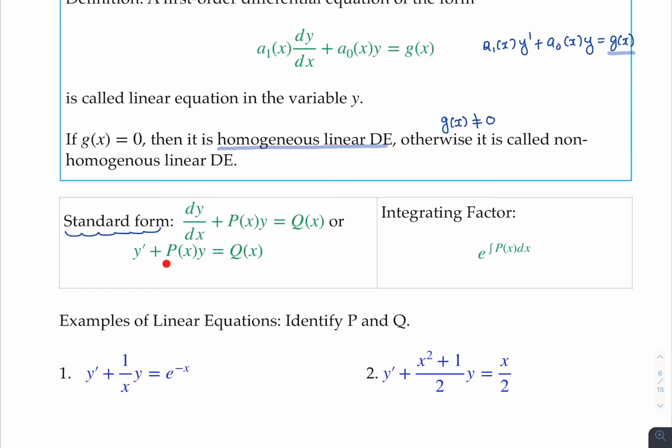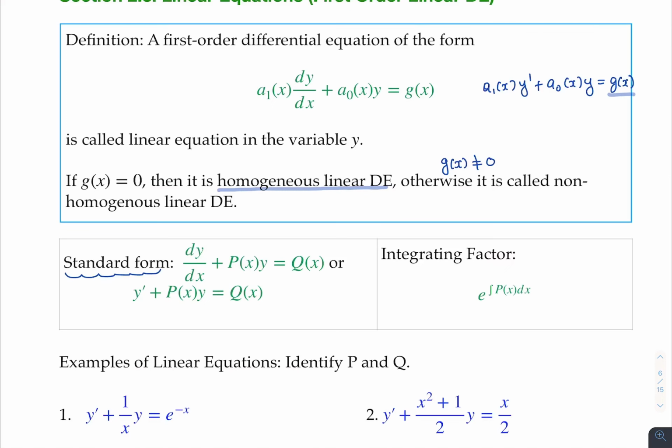The most important thing is that once you write it in the standard form, with the coefficient of y prime being 1, whatever is the coefficient of the y is what we call p of x, and whatever is on the other side of the equation, the standalone function of x, is what we call q of x. How do we do that? When someone gives you this equation, you divide the entire equation by a1 of x. Then you have dy over dx plus a sub 0 over a1 times y equal to g over a1.